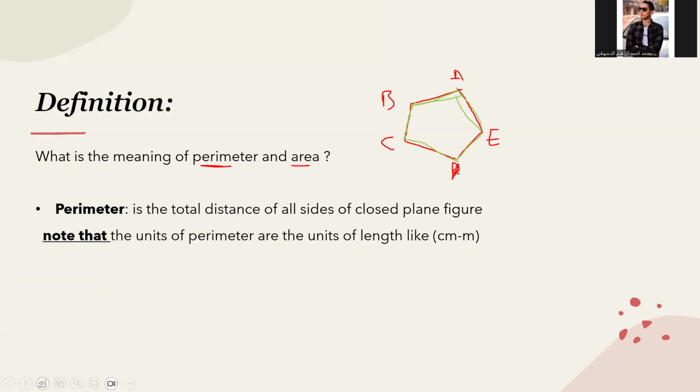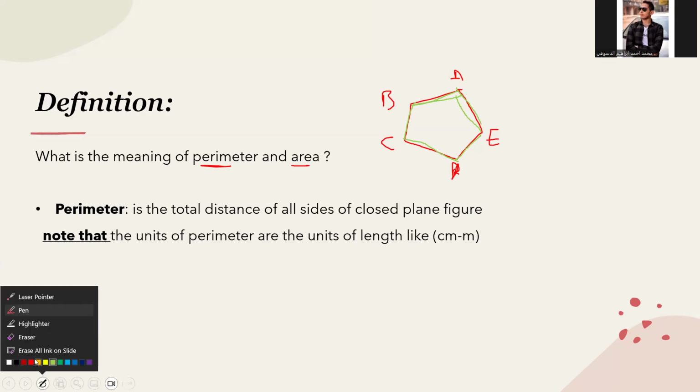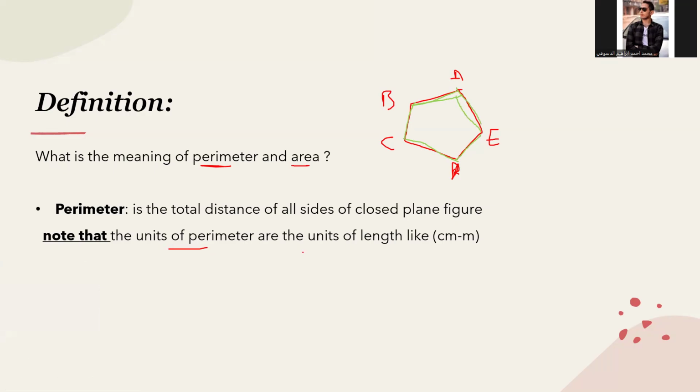Noting that the unit of the perimeter is a unit of length. That means if I have a perimeter equal to 15, that means the perimeter is 15 centimeters or 15 meters, or another unit of length, whatever unit of length is mentioned in the problem.